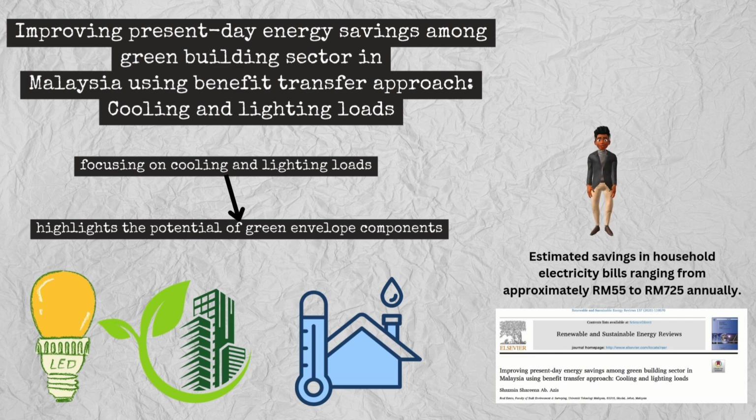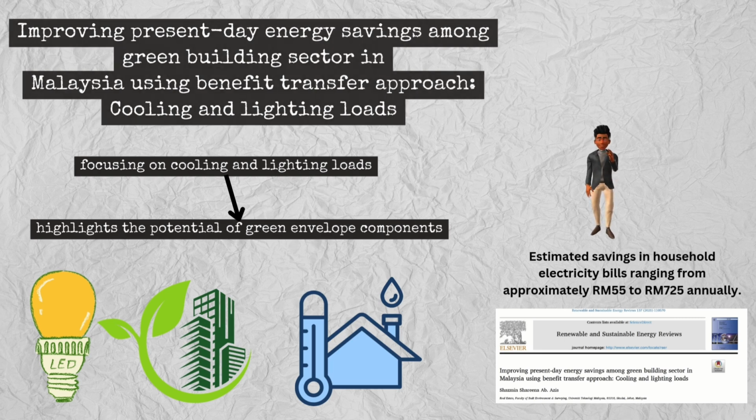Using a benefit transfer approach, it highlights the potential of green envelope components, such as vegetated roofs and walls, LED lighting, and solar photovoltaic systems to enhance energy efficiency. Findings suggest residential green buildings can reduce annual cooling and lighting energy consumption by 18 to 25% and 5%, respectively, saving USD 13,171 per household.